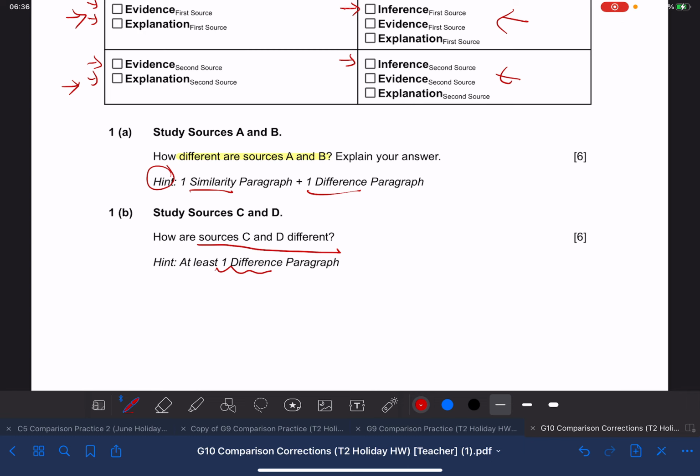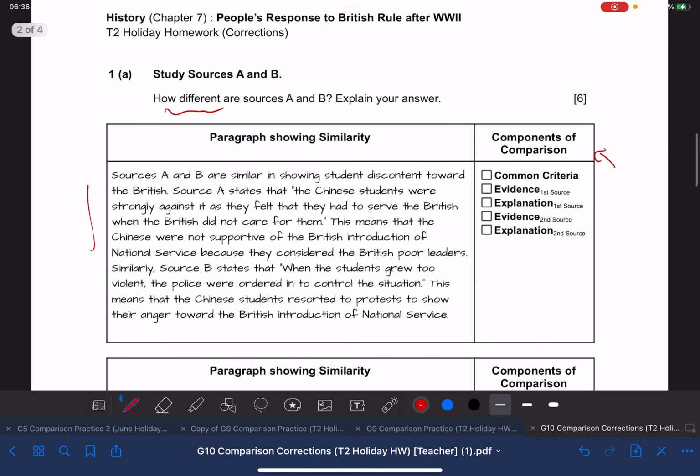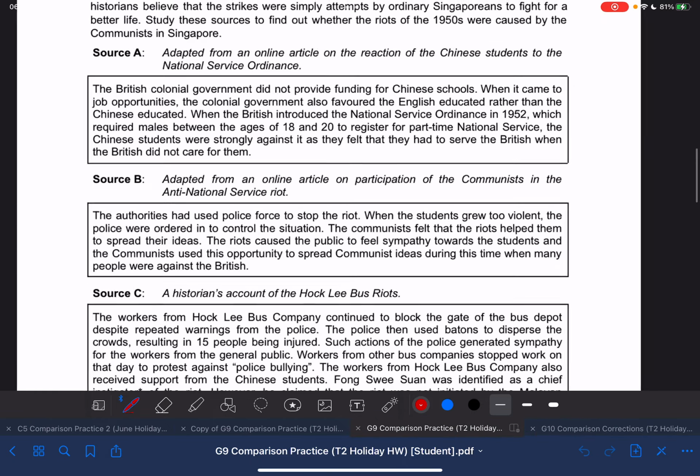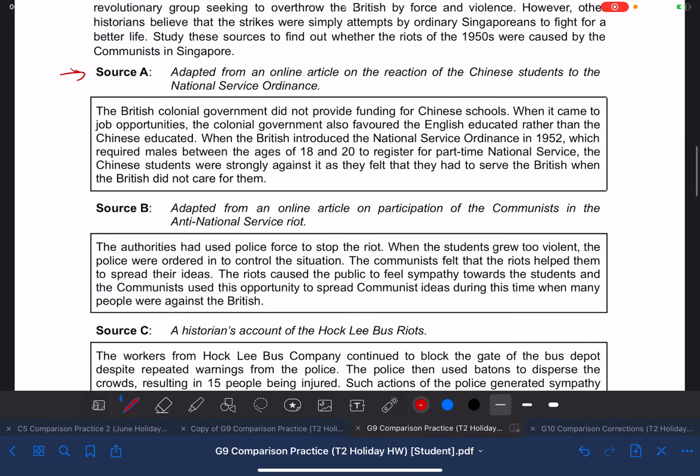Plus, you will see from the answers that I'll be going through some of the answers anyway. Okay, so now let's turn to look at this first example on page 2. We're looking at question 1A, how different are sources A and B? Just a quick refresher. This is source A, this is source B.